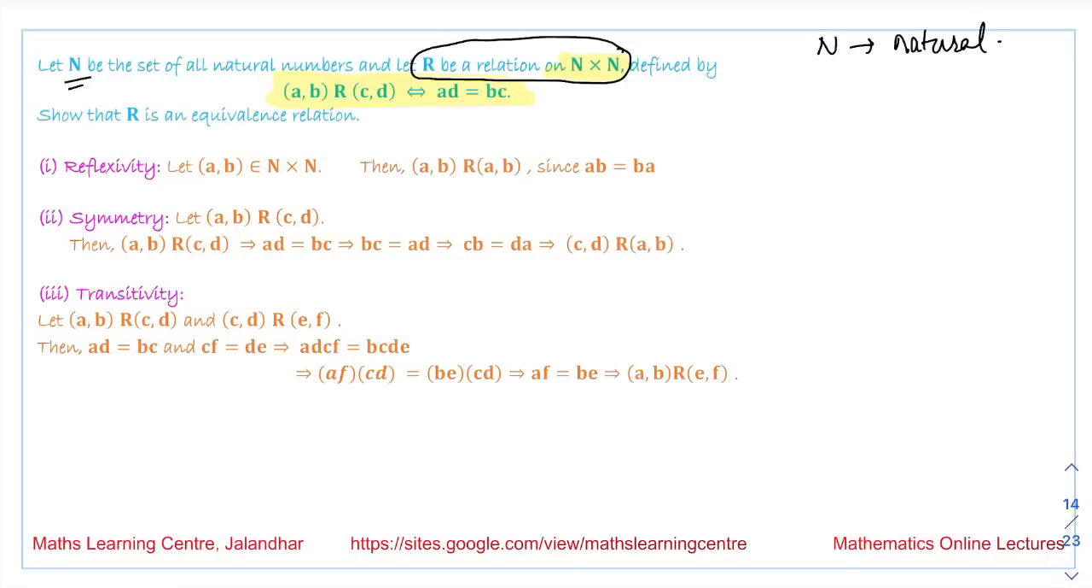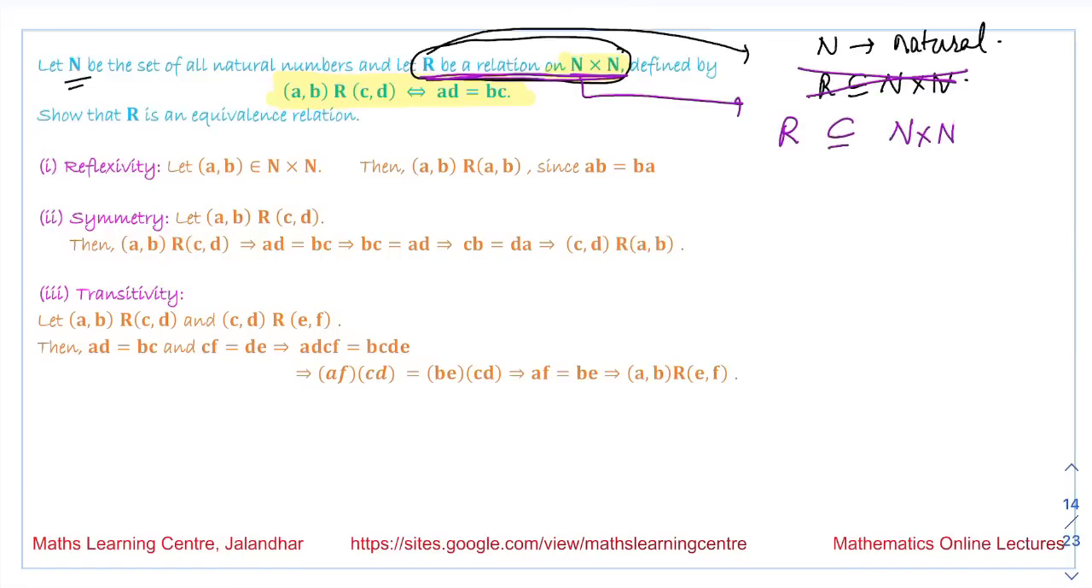If it is given that R is a relation on N, it means R is a subset of N cross N. It is not this that is given to us. It is given that R is a relation on N cross N. It means R is a subset of N cross N cross N cross N. That is, the elements of N cross N will be in the form (A, B) or (C, D). Now we have to prove that this is an equivalence relation.